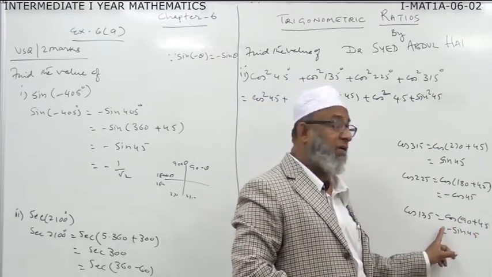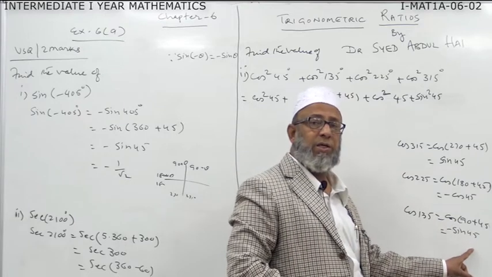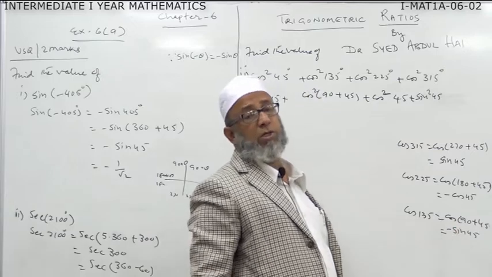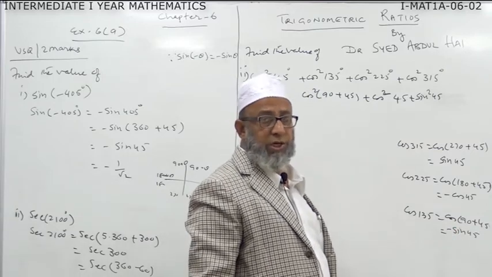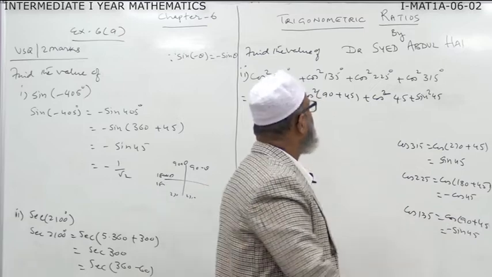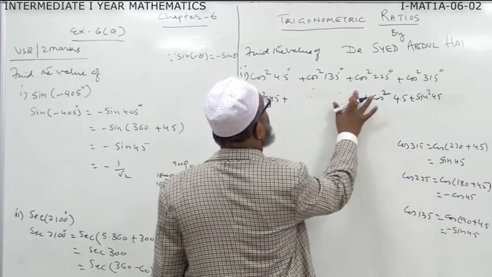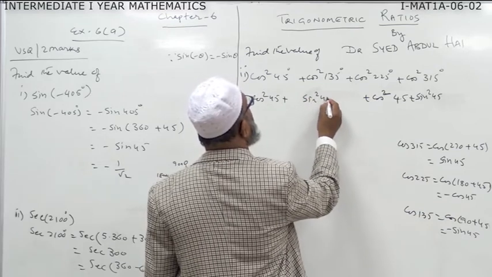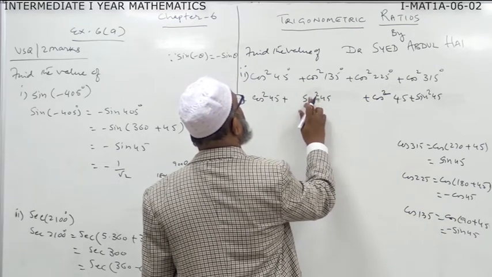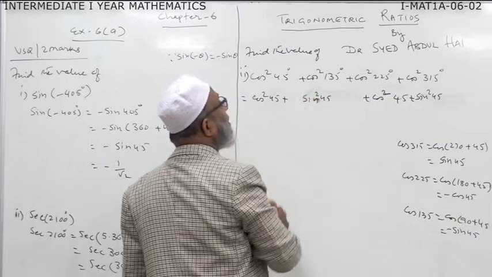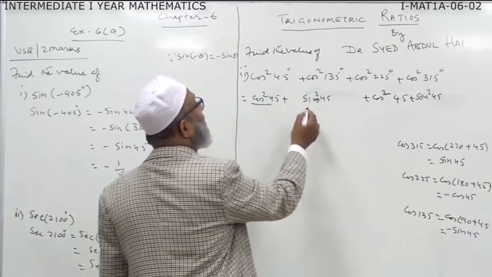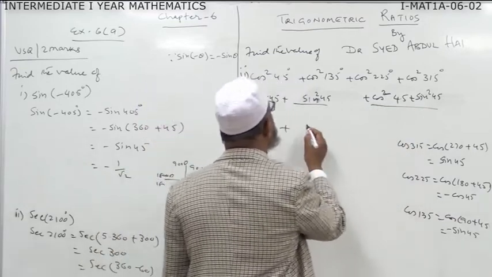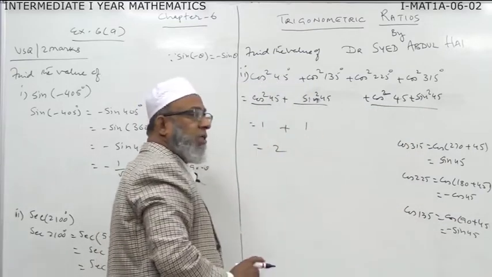Cos of 90 plus 45: cos becomes sin. 135 lies in the second quadrant. In the second quadrant, sin will be positive and cos is negative. Therefore, cos becomes minus sin 45. I can replace this with minus sin 45, and squared it becomes plus sin square 45. Now, cos square theta plus sin square theta is equal to 1. Therefore, the answer is 2.